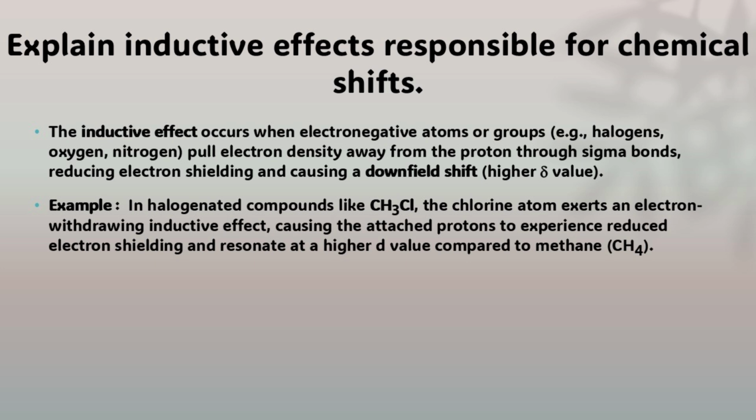Example: in halogenated compounds like CH3Cl, the chlorine atom exerts an electron-withdrawing inductive effect, causing the attached protons to experience reduced electron shielding and resonate at a higher delta value compared to methane, CH4.